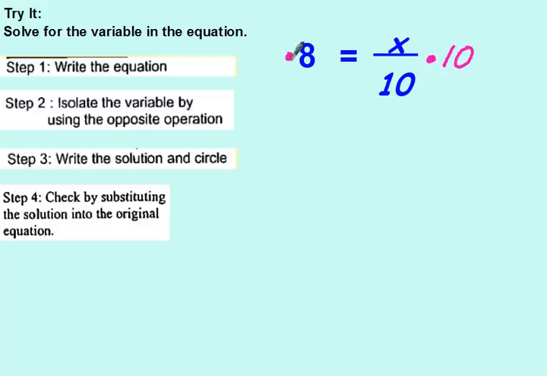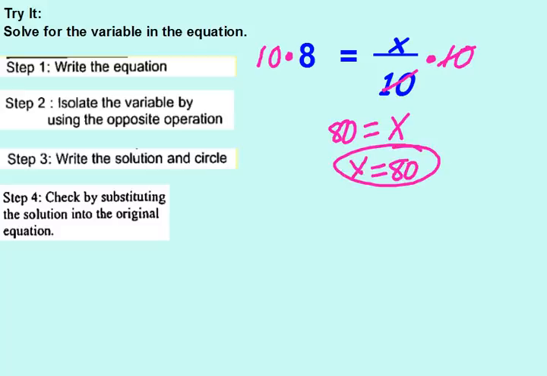What you do to one side, you're going to do to the other. The 10 divided by 10 cancels. X equals, and work the other side, 80. Now turn around and write it the right way. X equals 80, because that's your solution.